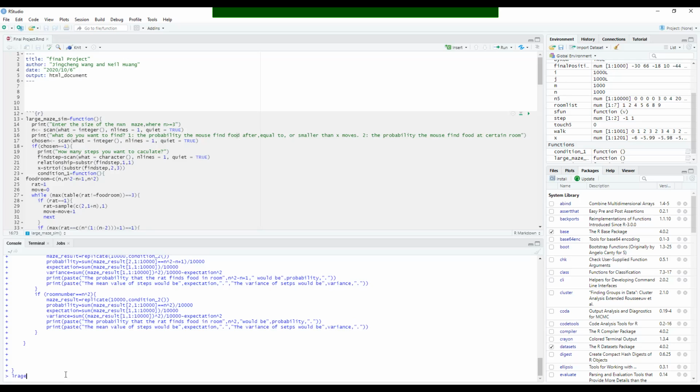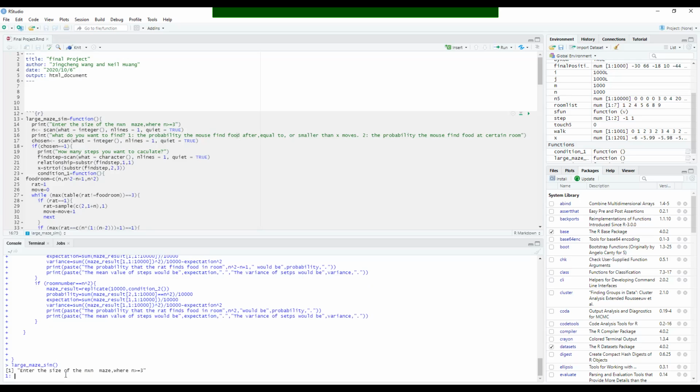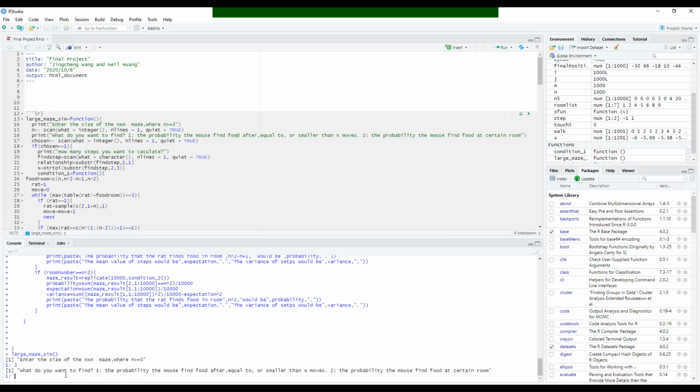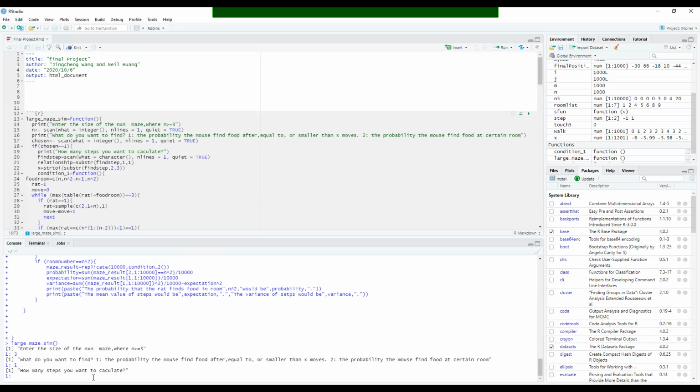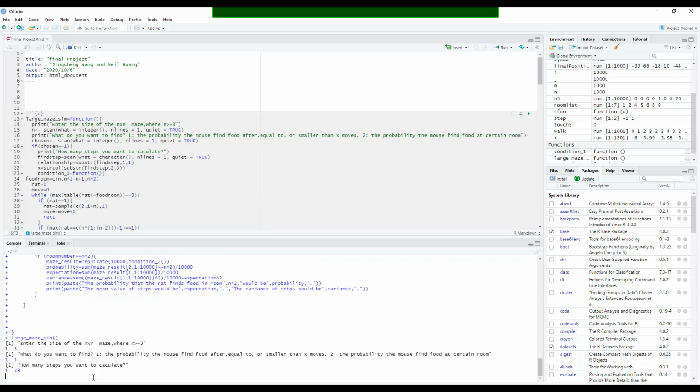So first, it asks you to enter the size of the n by n maze, let's try 3. Then you decide what kind of answer you want to find. If you want to find the probability that the mouse finds the food in x moves or fewer, you can press 1. And then we can enter something like less than 8, which means it should give us the probability the mouse finds the food in less than or equal to 7 steps.